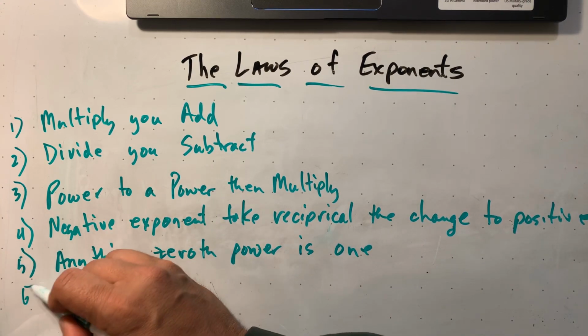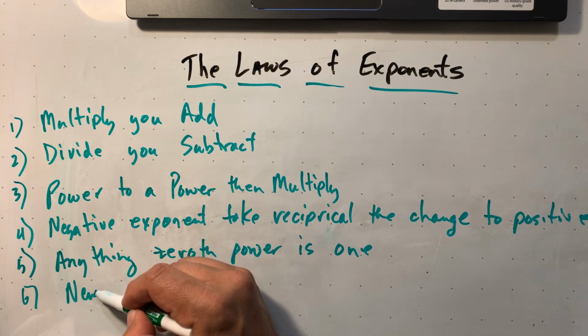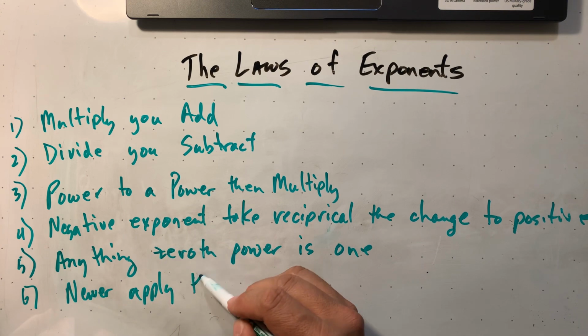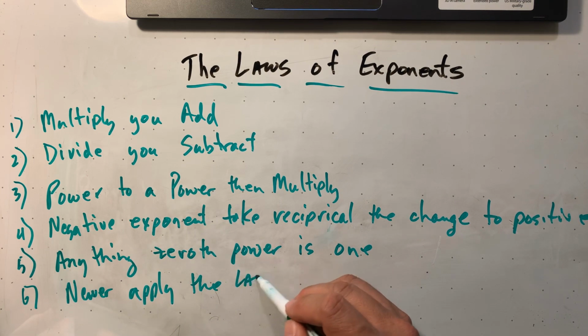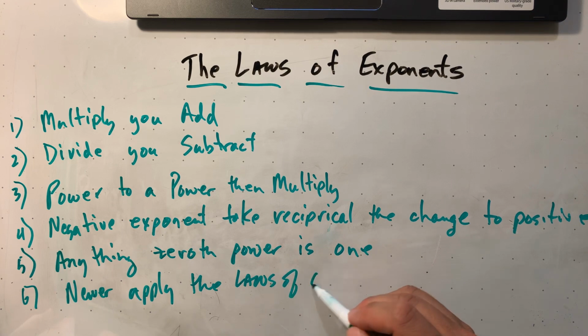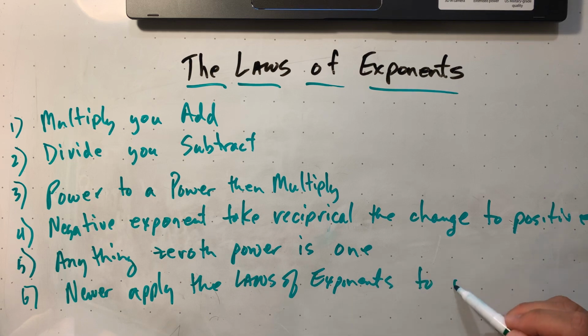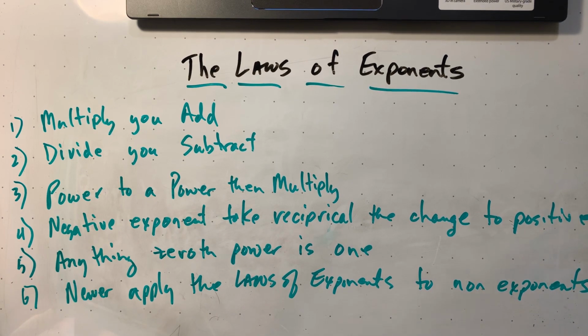And then the last thing to remember is never apply these laws of exponents to non-exponents. All right, now we're going to do a few examples where we're going to use those tips, and we'll talk about some common mistakes that people often make when they're using the laws of exponents.